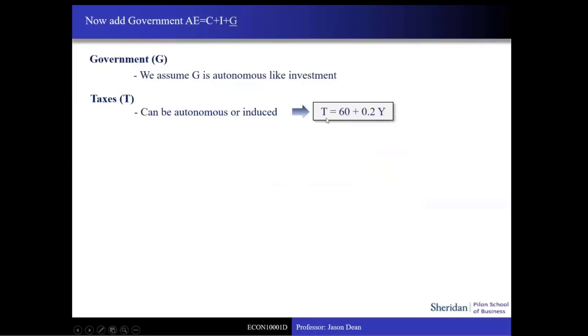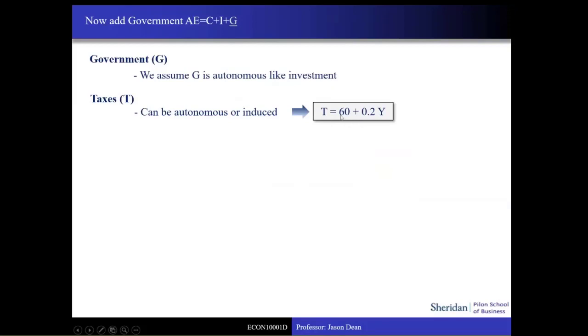So taxes are equal to some lump sum amount that everyone has to pay regardless of their income, plus 20% of their income. So this isn't very realistic, but we're just illustrating the model for now. Even if we added a more complicated tax function, this model is a good framework to think about the economy, and it isn't really going to change our understanding all that much. So we're just going to say that taxes are 20% of your income. So this would be like a flat tax. And then if you don't make any income, you have to pay 60. Okay.